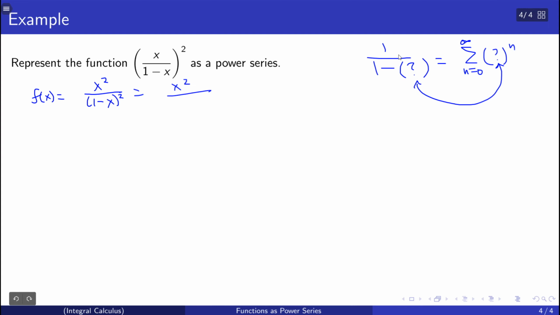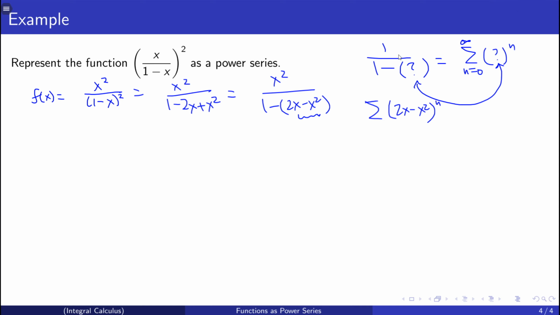Something you might do is to expand the bottom and write this as 1 minus 2x minus x squared and use this as your ratio. That's not going to look nice though. What that's going to give you is summation 2x minus x squared to the nth power. And sure, that is a power series in the sense that it's going to be composed of powers of x. But we don't have a general term for c sub n. Right? You just don't know what the series looks like. So it's not a good idea to do that.